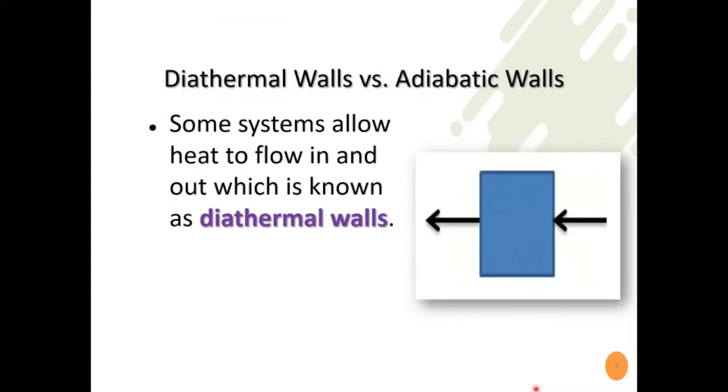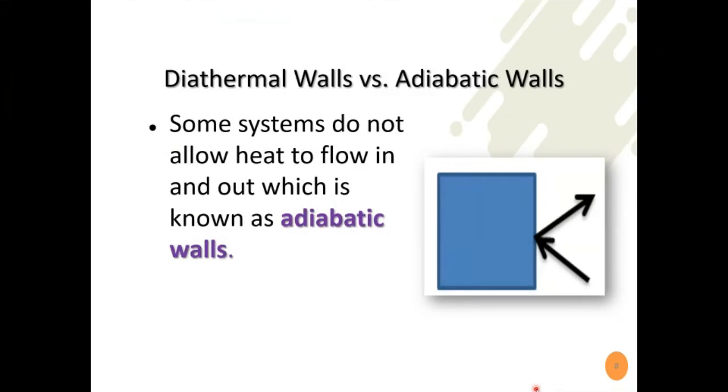And then, ano yung pinagkaiba ng diathermal walls at saka adiabatic walls, since first time lang natin siya napakinggan. So, some systems allow heat to flow in and out, which is known as diathermal walls. Nakakapasok yung heat. Then yung kapag adiabatic, hindi siya tinatablan or hindi nakakapasok yung heat doon. Ang tawag sa kanya is adiabatic walls.